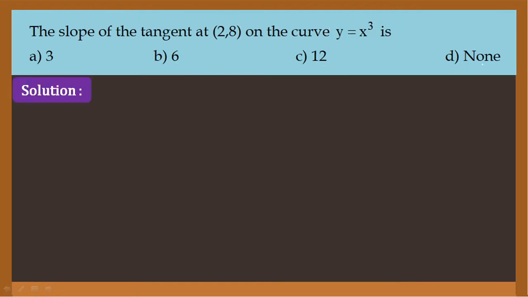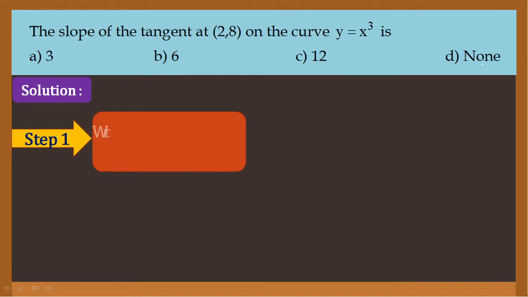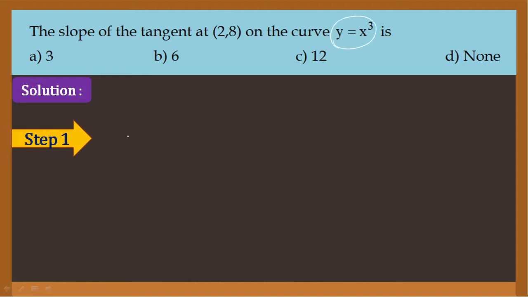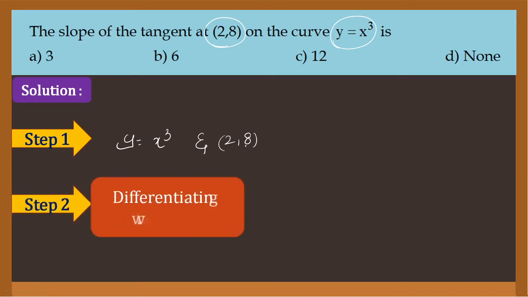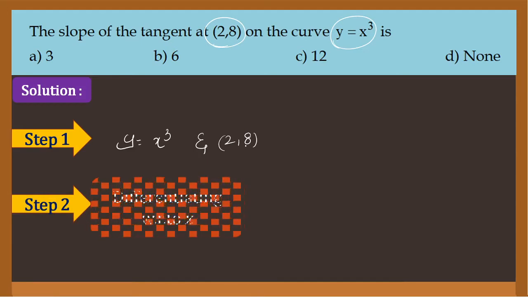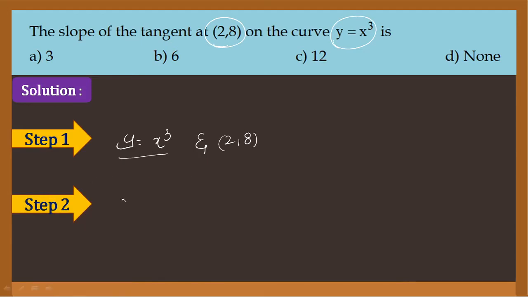Let us find this. First, we write the given curve and the point. The given curve is y equals x cube and the point is (2, 8). Now, differentiating with respect to x on both sides of this equation, we get dy by dx equals d by dx of x cube, which is 3x square.